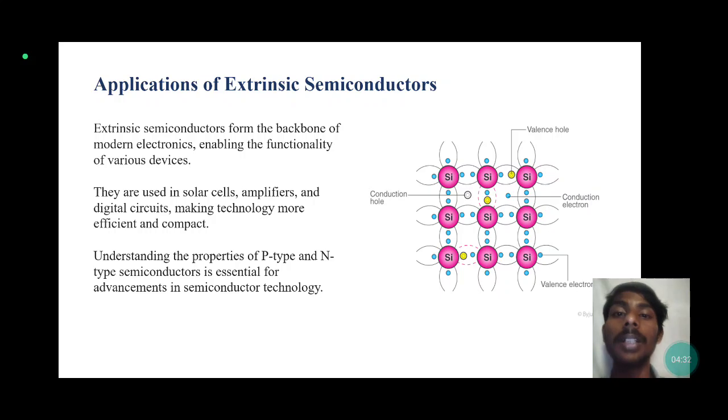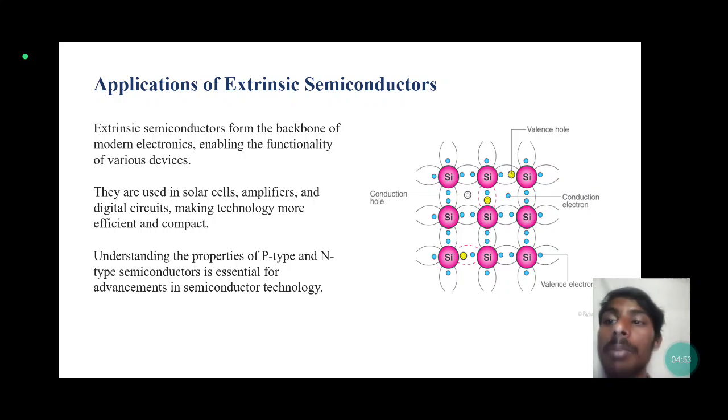In the above diagram, valency holes, conduction electrons, and valence electrons are shown. An example of a P-type semiconductor is silicon. An example of an N-type semiconductor is phosphorus.